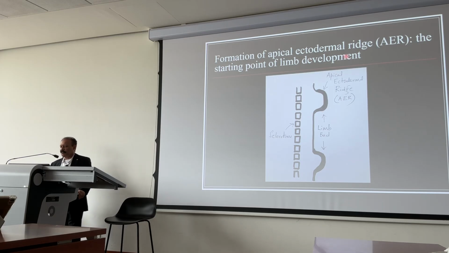Formation of apical ectodermal ridge, the starting point of limb development. Beautifully written. Starting point of limb development. Apical ectoderm, we often call it AER, apical ectodermal ridge. Remember this. Remember it. The two places.